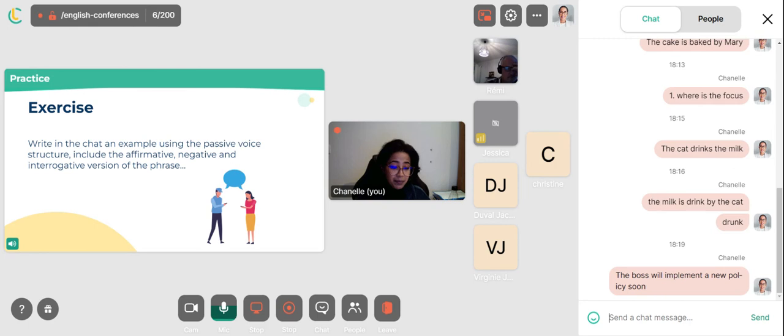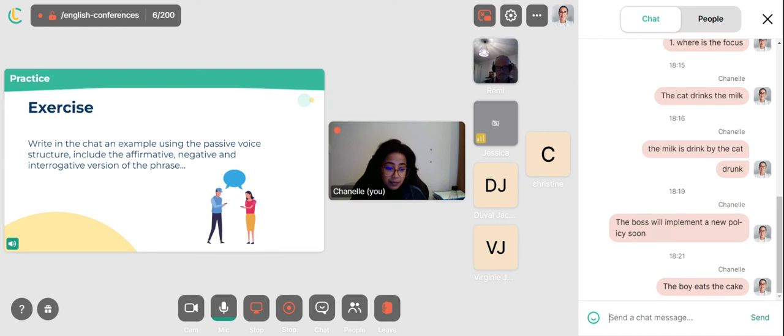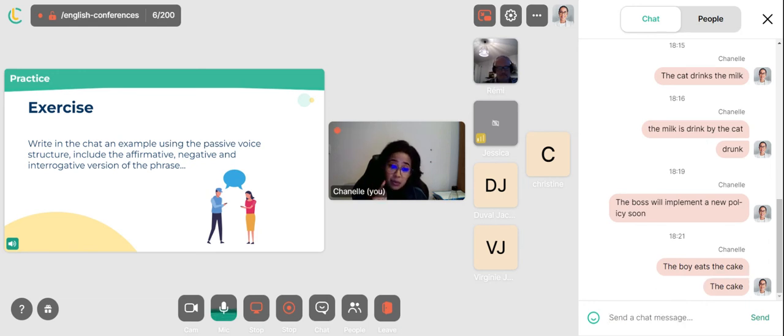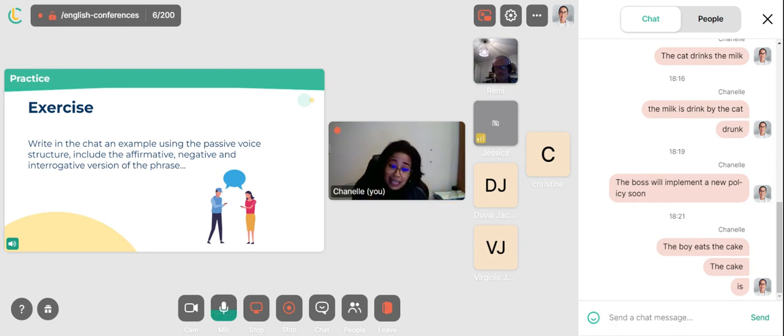So I'll start. If I think about a sentence, I can say, the boy eats the cake. Donc, what is the first thing we do? The boy eats the cake. That is active voice. What is my object? My object is the cake. So that means I'm going to start my sentence with the cake. Eats is the present tense. Donc, so I need my verb to be in the present tense. So the cake is. Très bien.